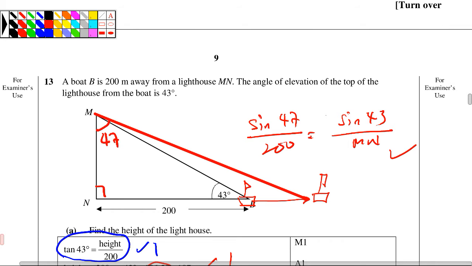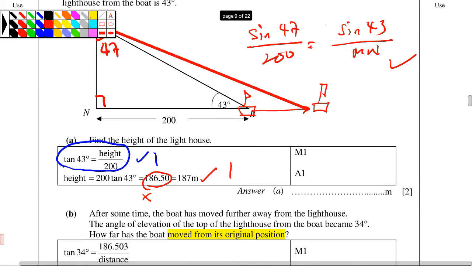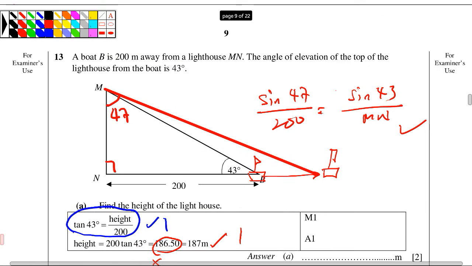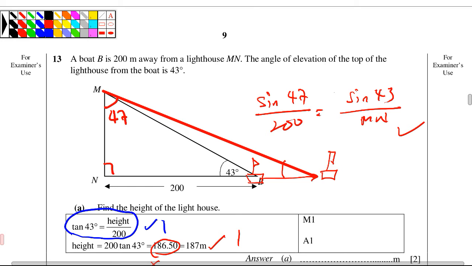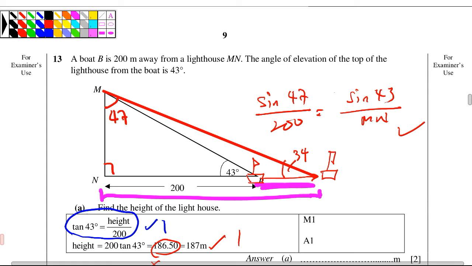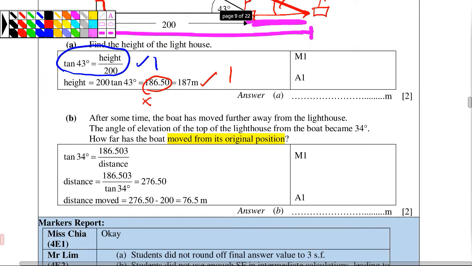So where is the 34 degree angle? Where's the 34 now? Here to here, right? So here to here is 34. So what do you want to do? Find the what length? What do they want? So they want to find this length. This big length. How? You find the big length minus 200. Can follow? Do you get the answer correct? Do you get 76.5?